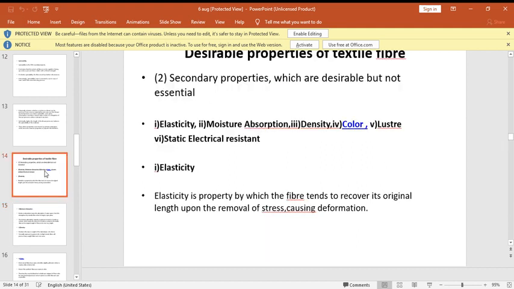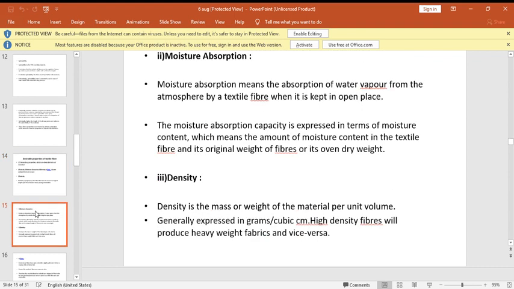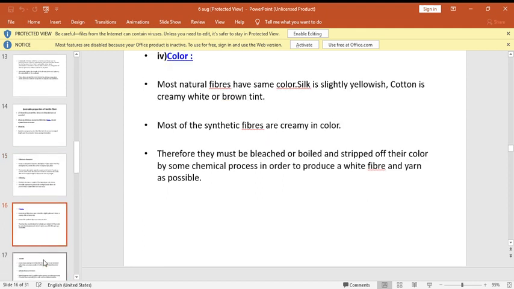So elasticity is the property by which the fiber tends to recover its original position upon the removal of stress causing deformation. And moisture absorption means absorption of water vapor from the atmosphere by the textile fiber when it is kept in an open space or open place.